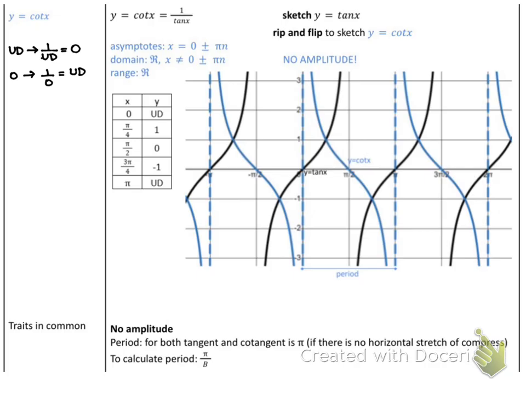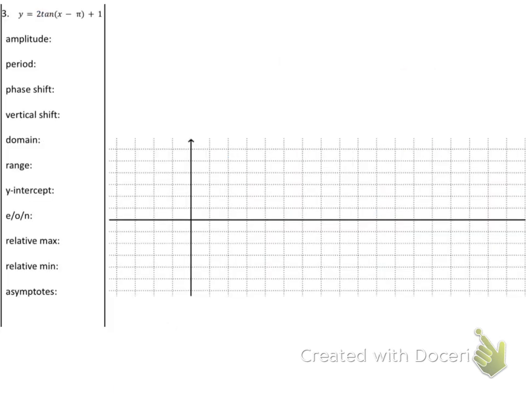I realize that. Quick note though, there's no amplitude on this one. I think that's obvious. The other thing that's really fantastic about tangent and cotangent is there's no relative max or min, like at all, because they keep going forever. Because of that, the range on these is always all real numbers. It's pretty fantastic. Okay, let's take a look at our very first one and see what we can do.